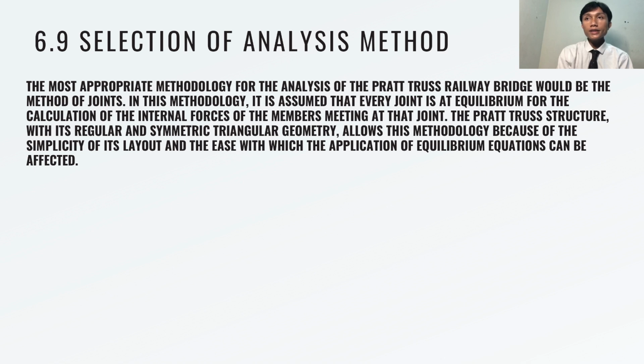Selection of analysis method. The most appropriate methodology for the analysis of the Pratt truss railway bridge will be the method of joints. In this methodology, it is assumed that every joint is at equilibrium for the calculation of the internal forces of the members meeting at that joint. The Pratt truss structure, with its regular and symmetric triangular geometry, allows this methodology because of the simplicity of its layout and the ease with which equilibrium equations can be applied.